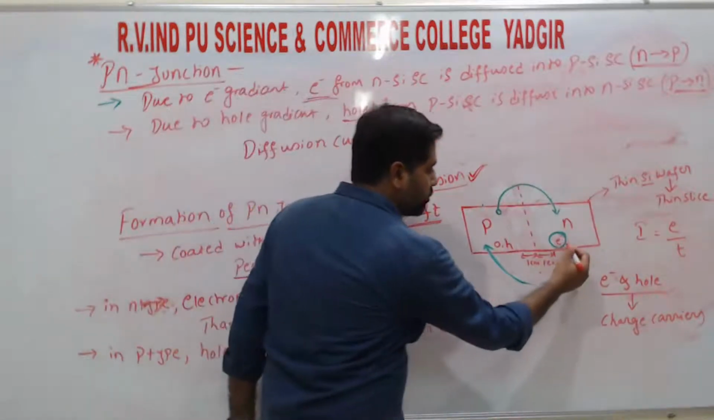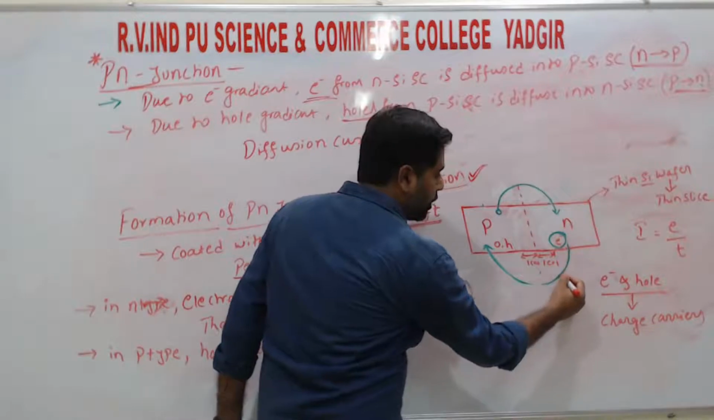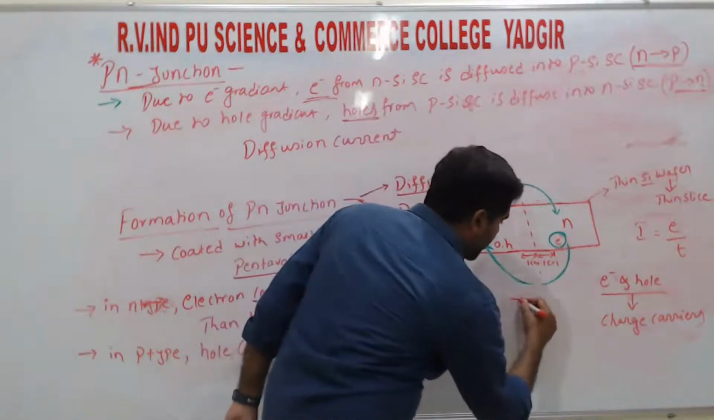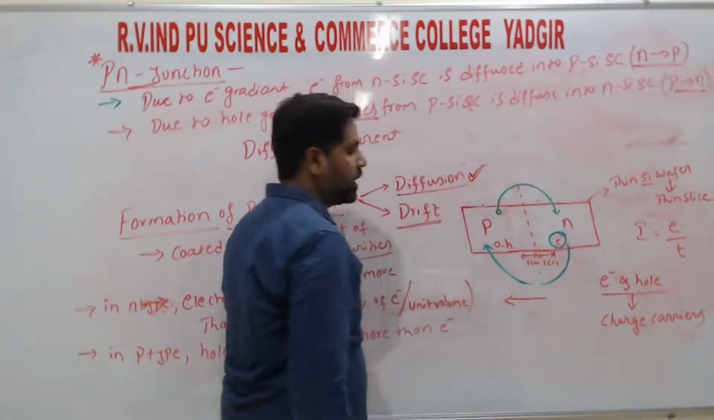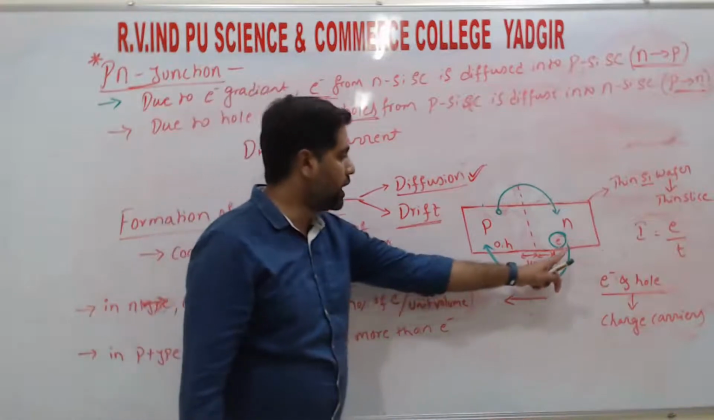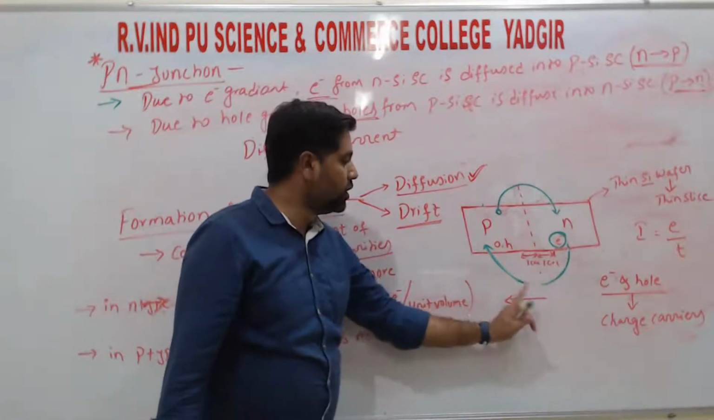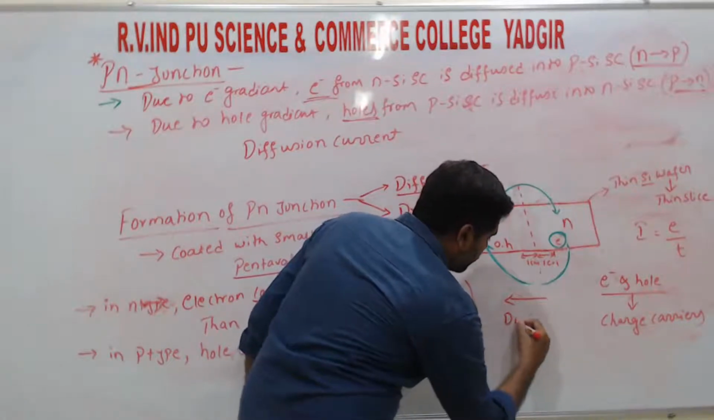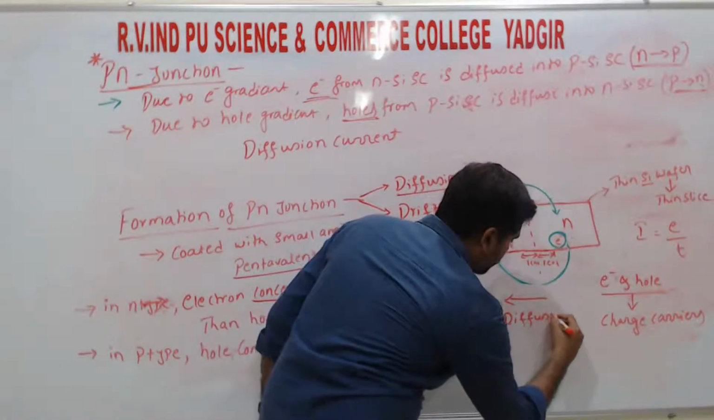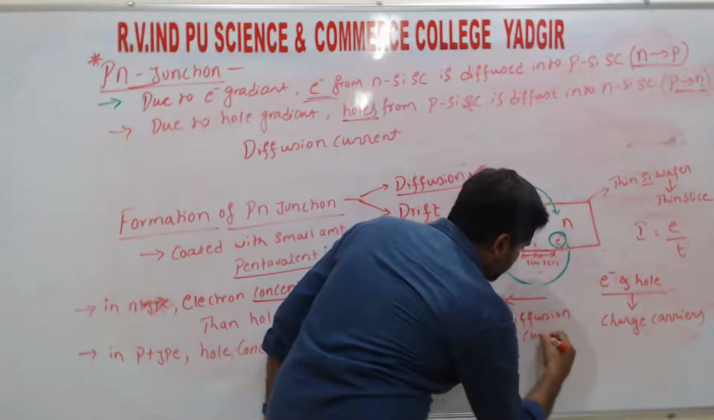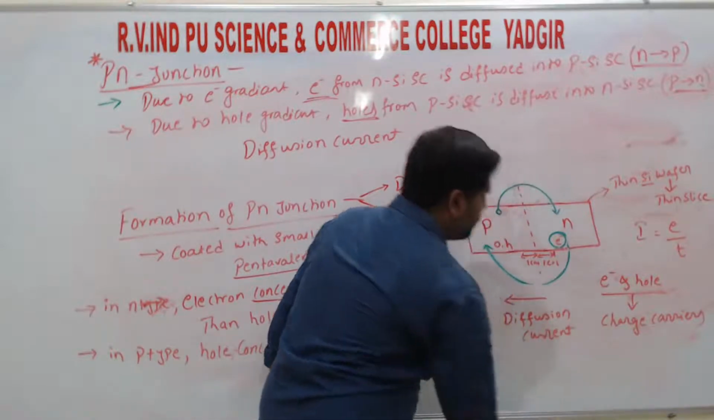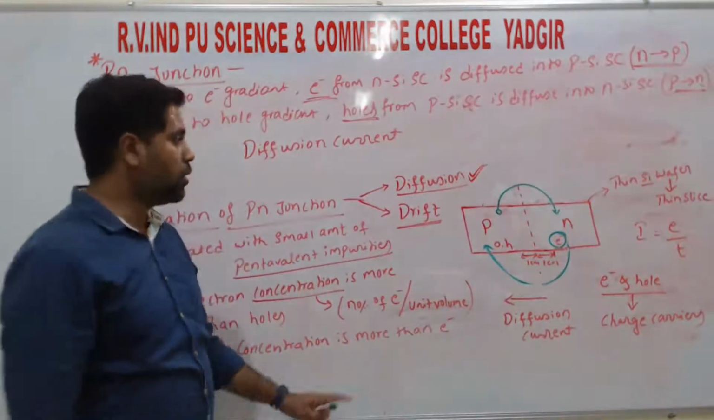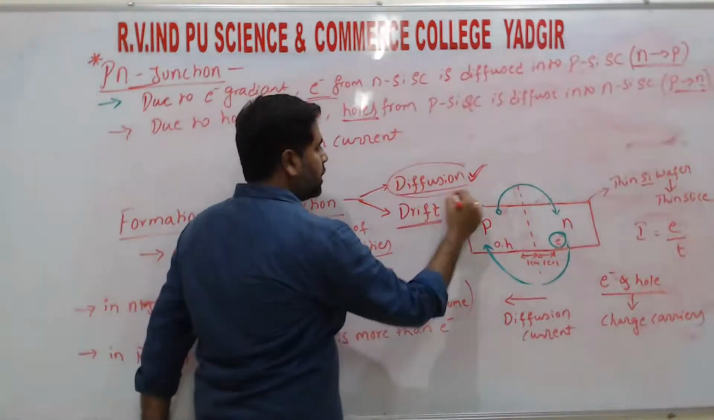Observe here the electrons are flowing from left to right. The direction of the flow of diffusion current is from, sorry, the electrons are flowing from right to left. So the diffusion current is in the direction from right to left. So this one is the diffusion current, right? So this is about this process, that is diffusion.